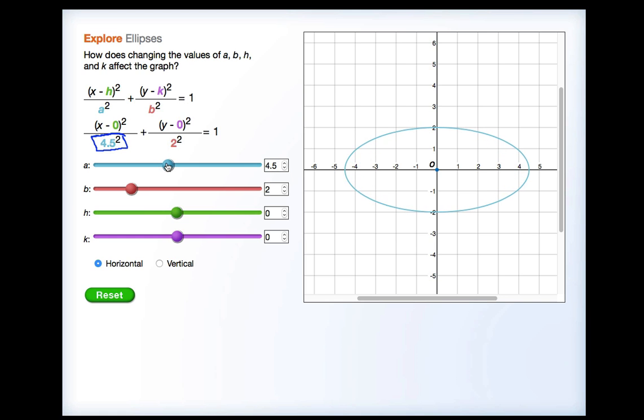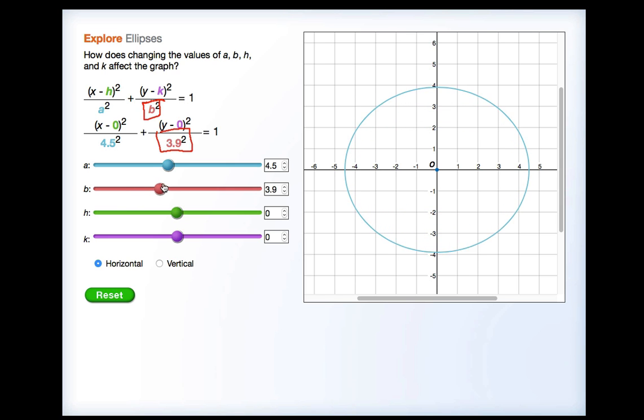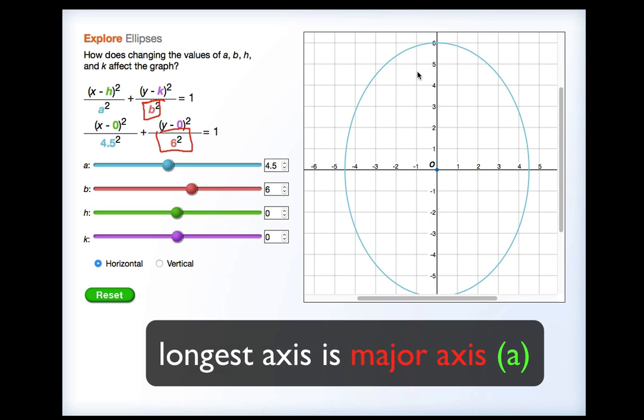All right. Now let's take a look at what happens when I manipulate my b term, which is this term right here. Look at what happens. Here's my b. I'm going to change it up. So I elongate it along the y-axis. Now that my y-axis is longer, I have gone from a horizontal ellipse to a vertical ellipse because now my major axis is along the y-axis. That's my major axis now.